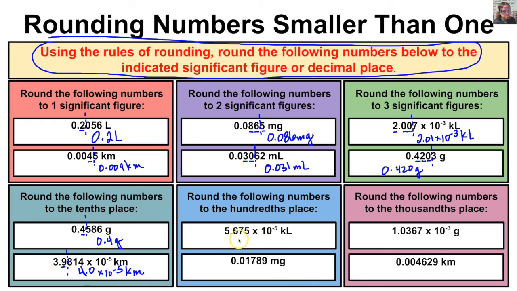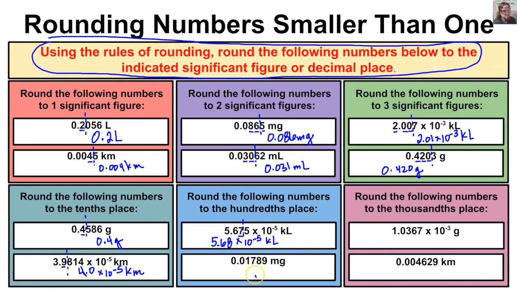Let's take a look at this one. We want to round this to the hundredths place. The hundredths place is right here. We take a look next door and we see it's a 5. So the rule states if this is a 5, we're going to look to the left, and if it's an odd number, we're going to go ahead and increase this. We're going to raise it by 1 for 5.68 times 10 to the negative fifth kiloliters.